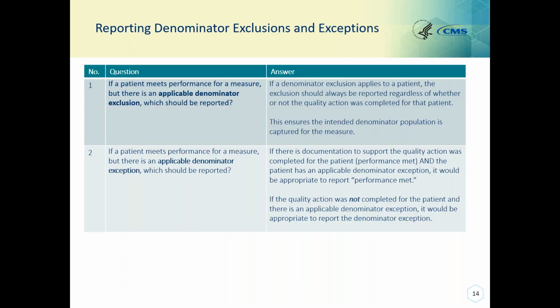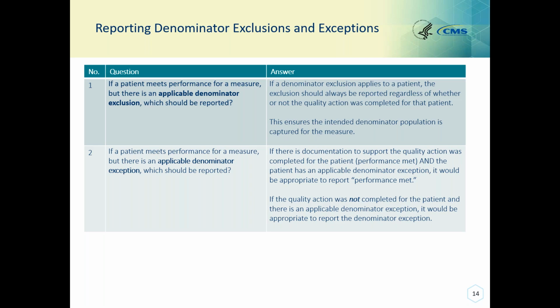This slide is to review when to report denominator exclusions and exceptions when medical record documentation of performance met is also present. The first question is, if a patient meets performance for a measure, but there is an applicable denominator exclusion, which should be reported? The answer is, if a denominator exclusion applies to the patient, the exclusion should always be reported, regardless of whether or not the quality action was completed for that patient. This ensures the intended denominator population is captured for the measure.